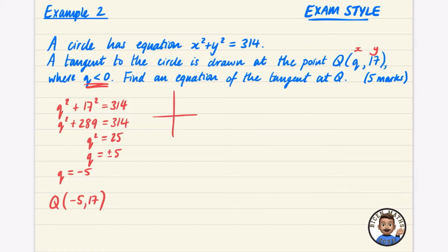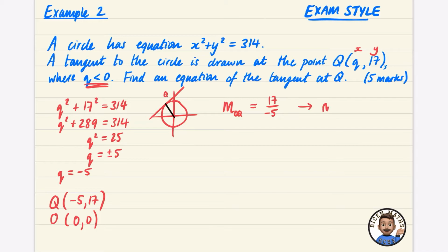So when I draw a quick sketch and I have my circle, I know that minus 5, 17 is somewhere up here. So this is where Q is, and I'm going to find the equation of this tangent over here like this. So I'm going to begin by finding out the gradient of OQ, in other words, the gradient of this black radius line that I've just drawn. That's going to be the change in y divided by the change in x. Well, because the origin is 0, 0, I can just do the change in y divided by the change in x. So that's 17 divided by minus 5.